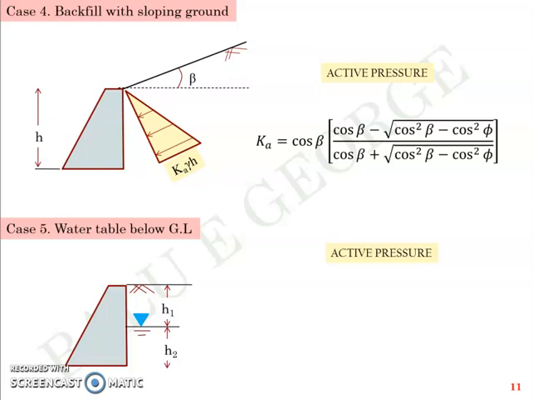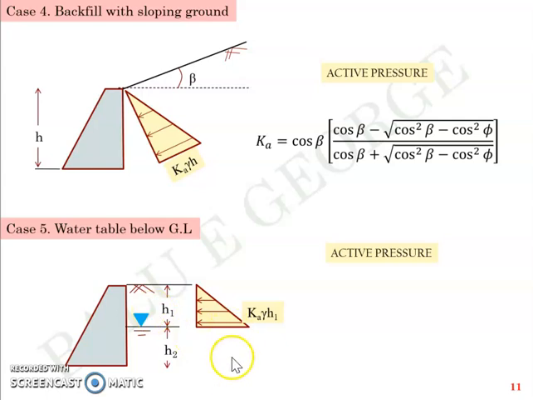So in that case, the pressure distribution diagram, of course, starts at 0 from the top and varies linearly with height h and reaches a value of Ka gamma h1 at the interface. So you have the triangular distribution here with the base width of Ka gamma h1, where gamma is the unit weight of the soil above the water table and h1 is the height of the soil above the water table.